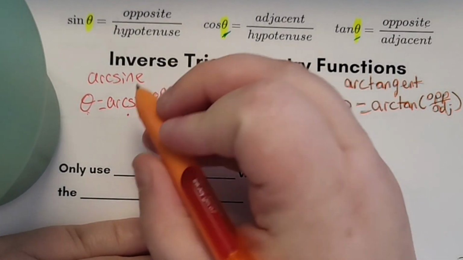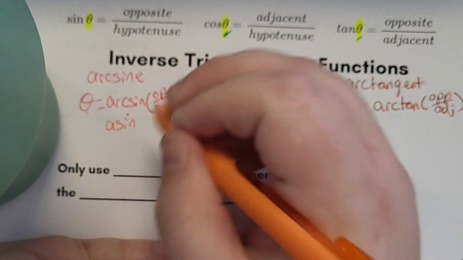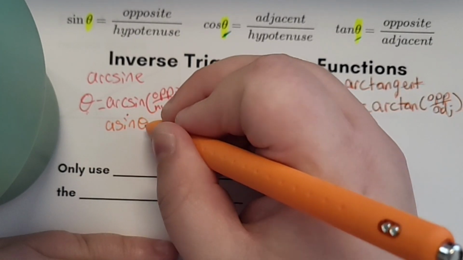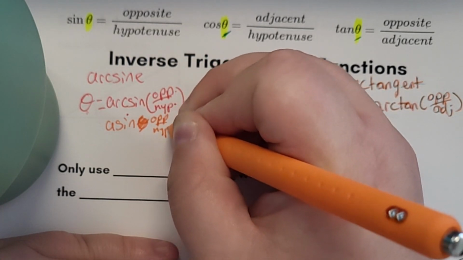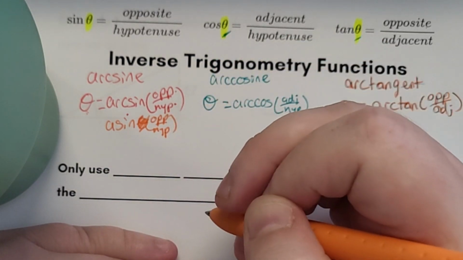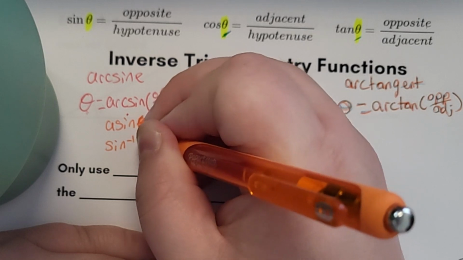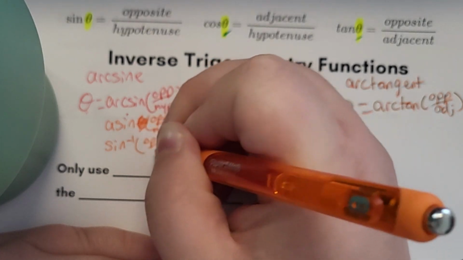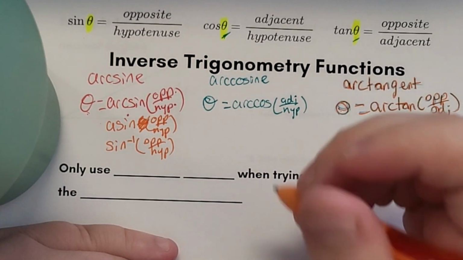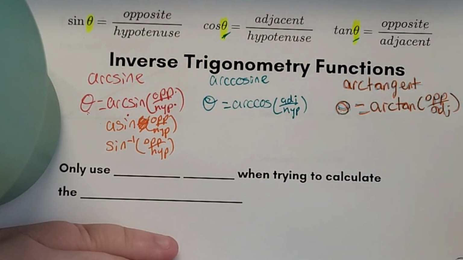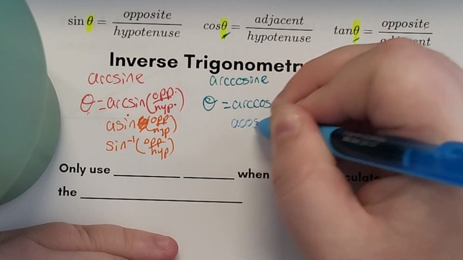You might also see this as sine of your angle equals opposite over hypotenuse. Or you might see this: sine with a -1 exponent here. And the same goes for arccosine. You might see arccos.